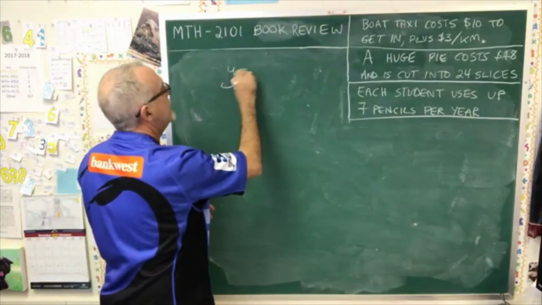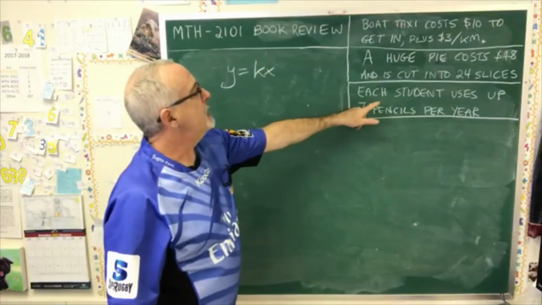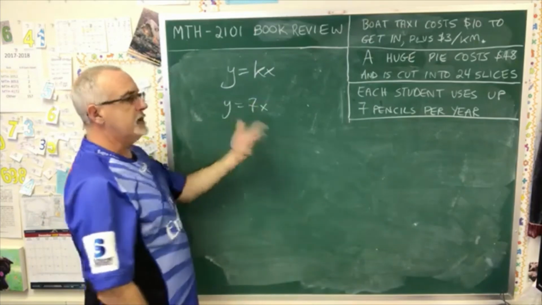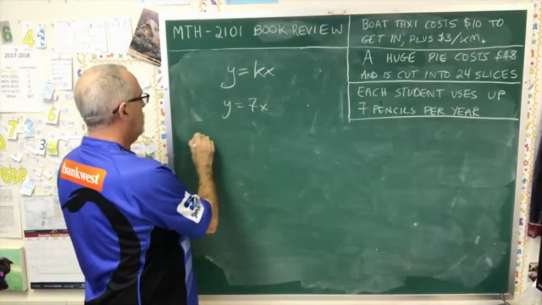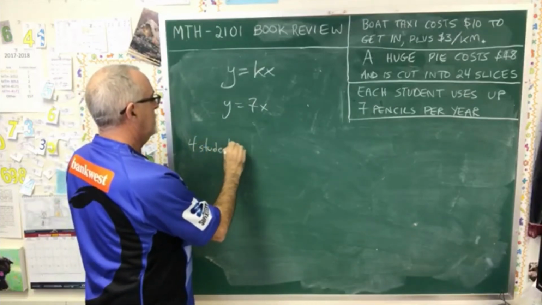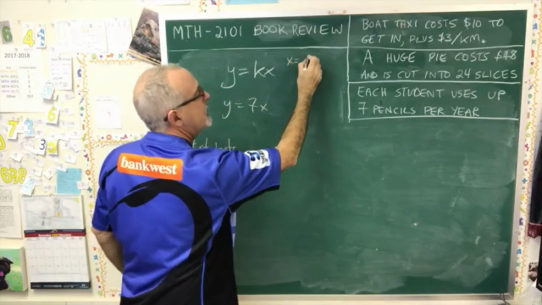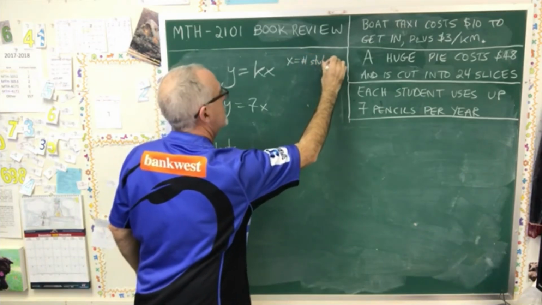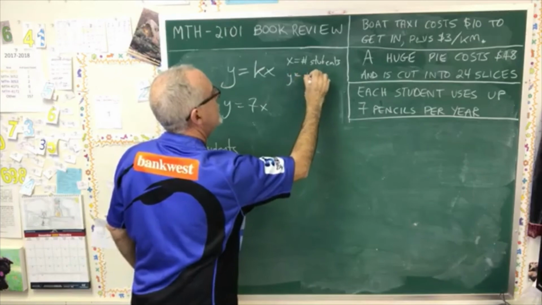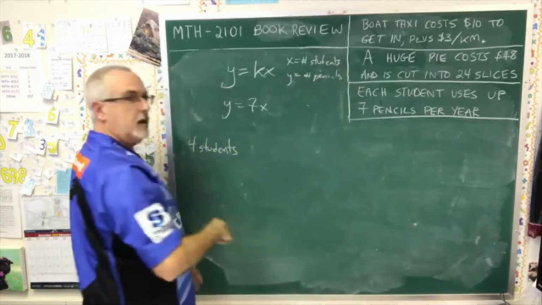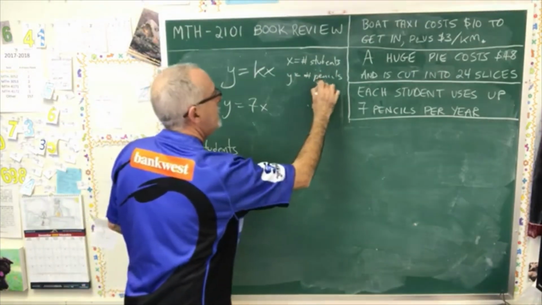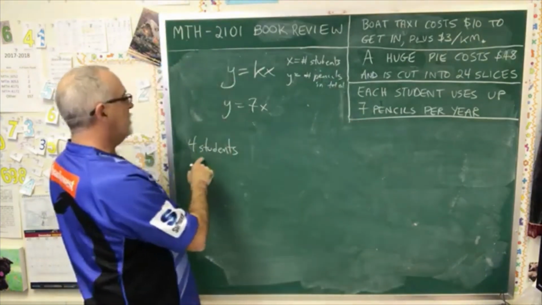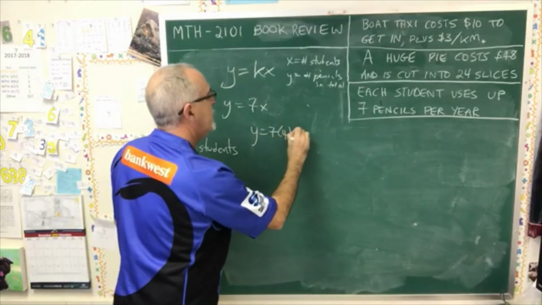But the main focus is the y equals kx. And that was the student using up pencil situation. y equals 7x. My k is 7 because each student uses 7 pencils. So for students, I plug that in. First I define my variables. x equals number of students. y equals number of pencils in total for all the students. I'll write that in total, because 7 was already a number of pencils, but that's the proportionality constant. So with 4 students, y equals 7 times 4 equals 28 pencils.